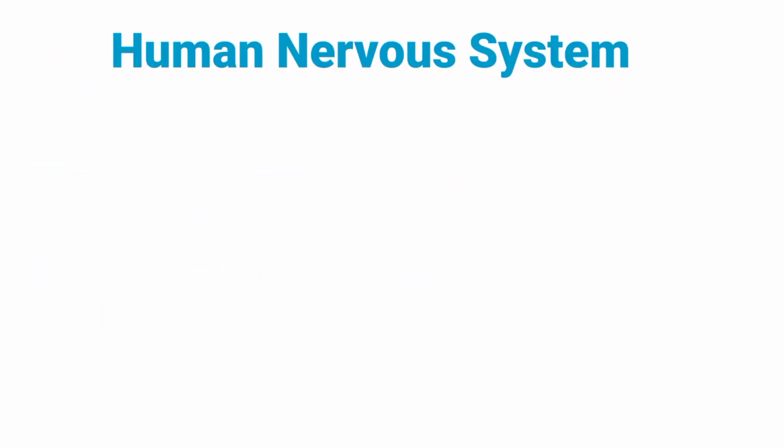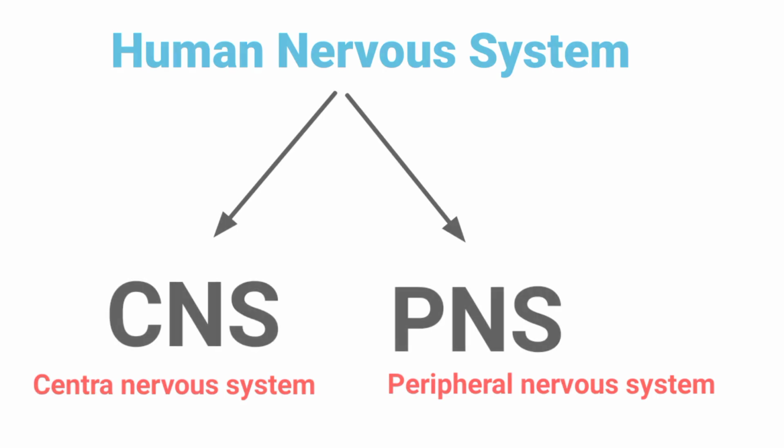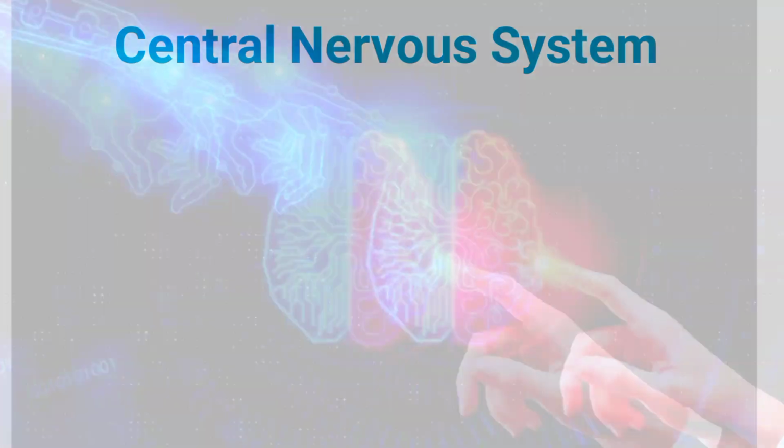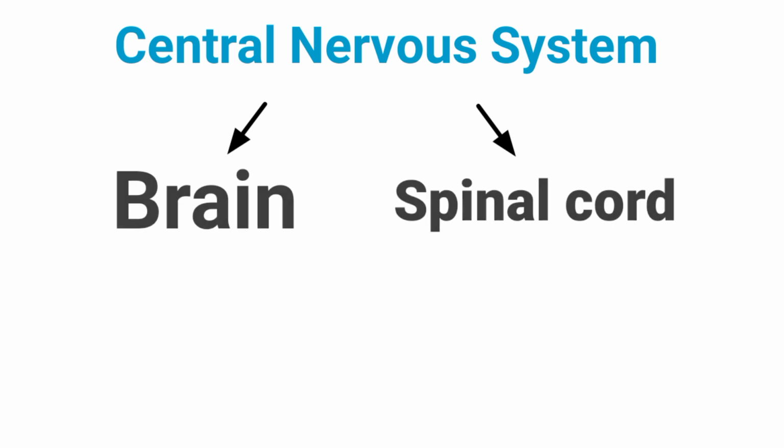Our nervous system is divided into CNS and PNS. It means central nervous system and peripheral nervous system. Central nervous system acts as an integrating and command center of nervous system. CNS has brain and spinal cord.